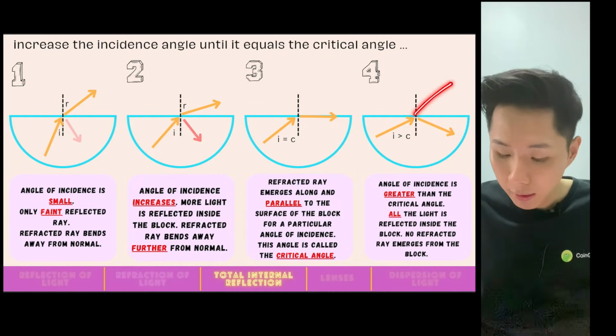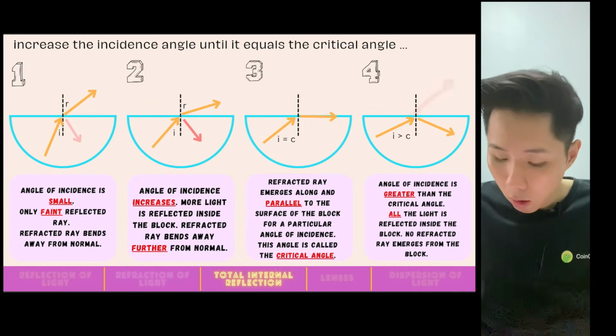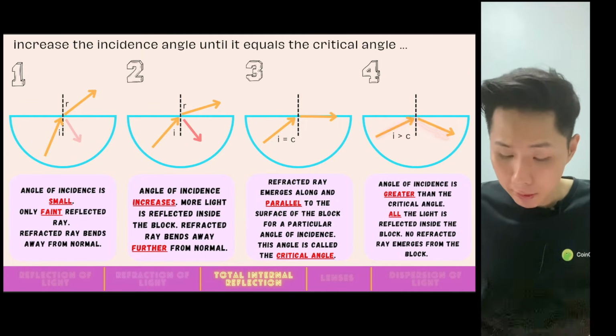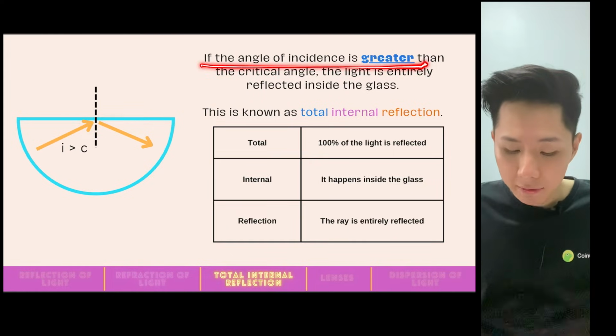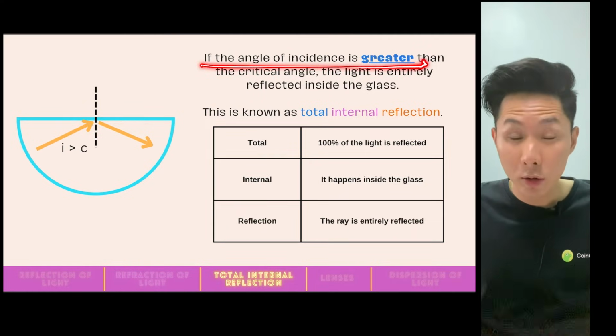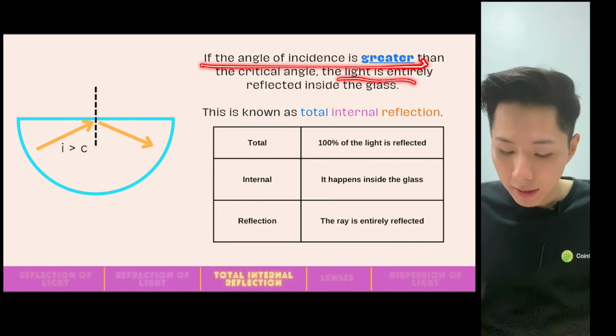There's no longer light traveling out of the glass. All the light is being reflected. So if here we have a line, if the angle of incidence is greater than the critical angle, now the light is entirely reflected inside the glass.